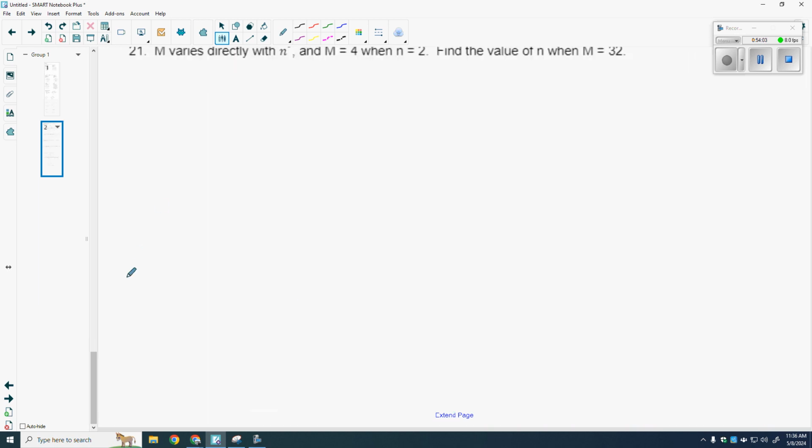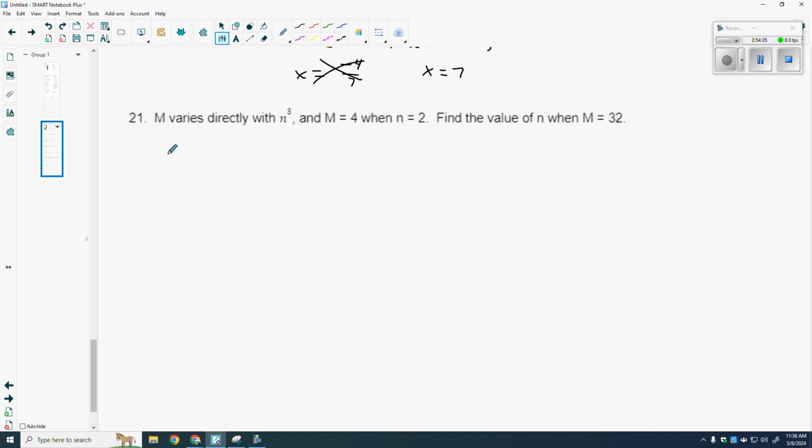All right, last one. M varies directly, so it's going to be M equals K times something. What is that something? N cubed. M varies directly with N cubed. Plug in the information they tell us. M is 4 when N is 2. Nope, I don't want N, I want 2. Plug in the 2. 2 cubed is 8. Divide both sides by 8. So K is a half.